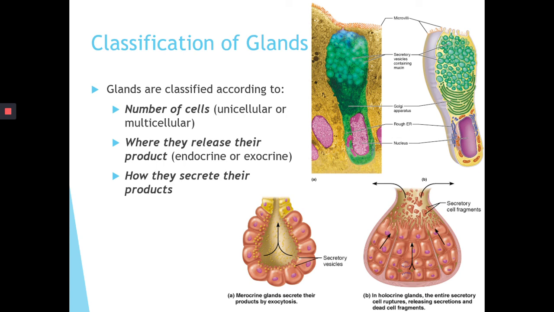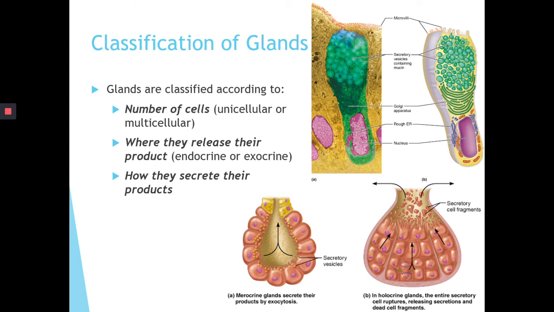We can also talk about them in regards to how they secrete their product. So again, these are different ways by which we can classify different types of glands. And again, like I mentioned, if you want to read about this more in your book, it begins on page 123, and then you can see even more on page 124.